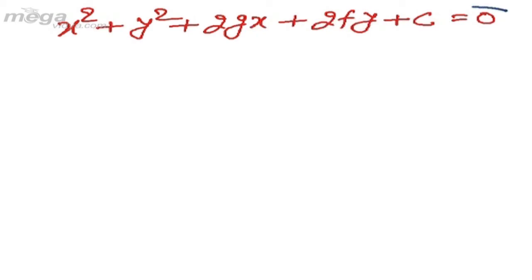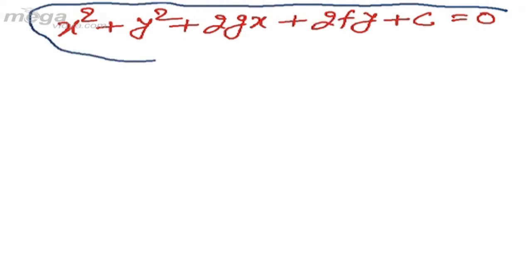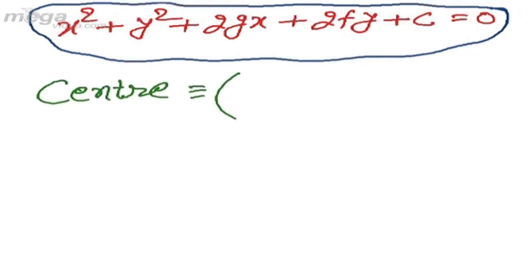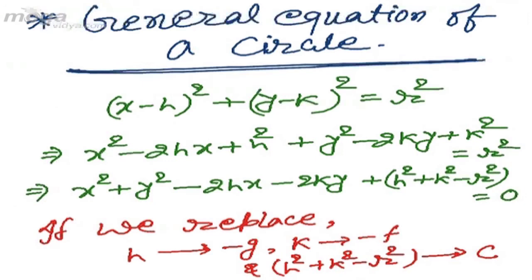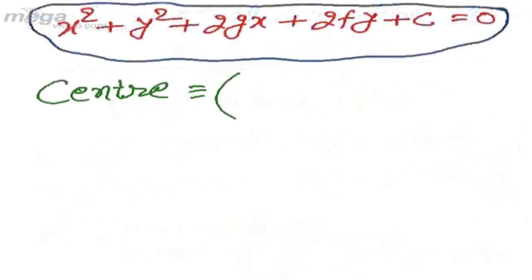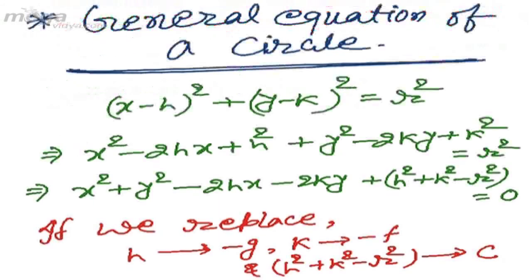If this is the equation of a circle in general form, then what will be the center and what will be the radius? In this situation, the center is h comma k, and the values of h and k are minus g and minus f. So the center will be (minus g, minus f), and the radius is r. See here, it is h square plus k square minus r square equal to c.